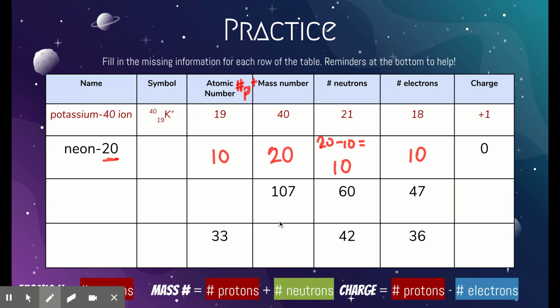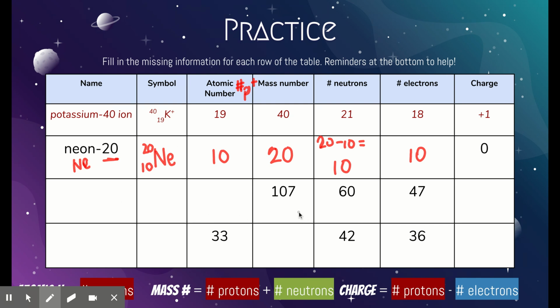And so my last step is I'm going to write this symbol. Neon is Ne on the periodic table, so I'm going to write Ne. And then my mass number goes on the top, and my atomic number goes on the bottom. And because my charge is 0, I don't need to write anything on top.